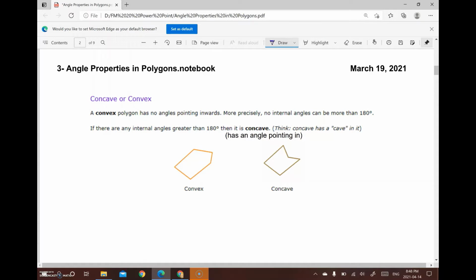We can also break up polygons into concave polygons and convex polygons. A convex polygon has no angles pointing inwards. So more precisely, no internal angles can be more than 180 degrees. So here we have a convex polygon, and a concave polygon is if there are any internal angles greater than 180. So here's a concave. And I like to think of concave, it's like when you kick in a watermelon, when you cave it in. So this one here would be a concave polygon when I have one side that's pushed in.